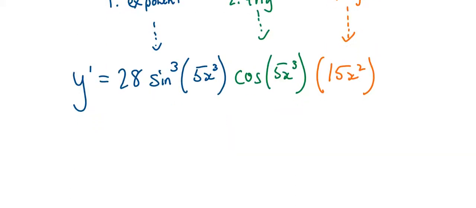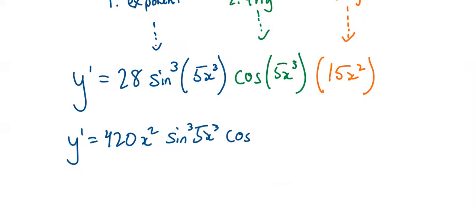Again, we can kind of clean this up. 15 times 28, I think is 420. x squared sine cubed 5, whoops, 5x cubed cos 5x cubed.